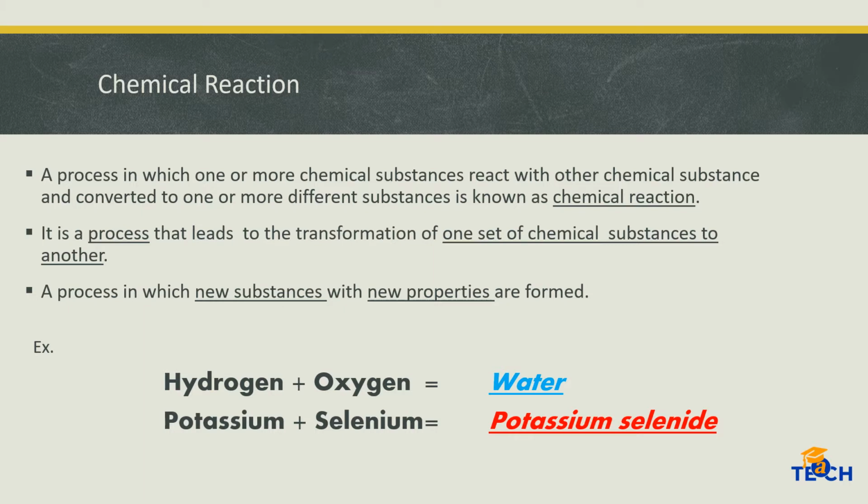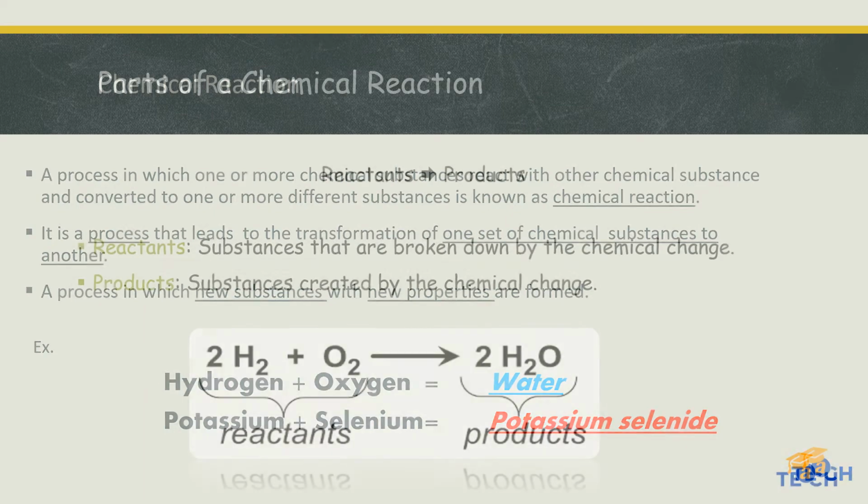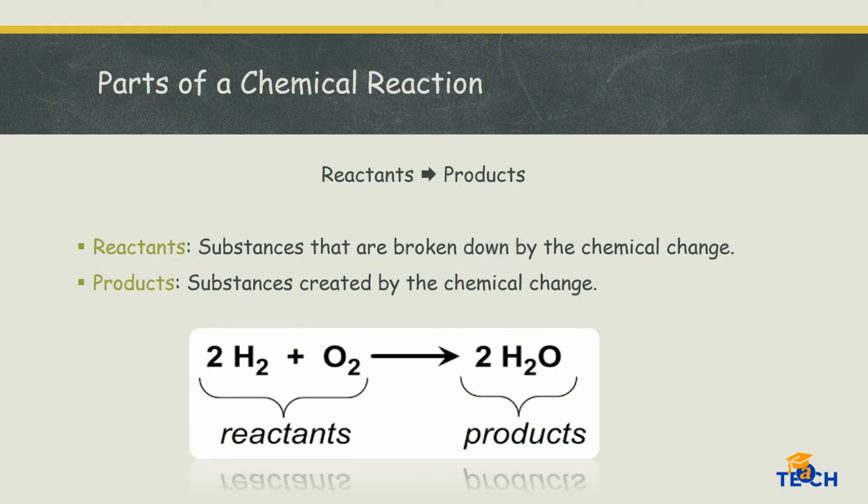Examples: hydrogen plus oxygen is equal to water. Potassium plus selenium is potassium selenide. There are two parts of a chemical reaction, which are reactants and products. Reactants are substances that are broken down by the chemical change. Products are substances created by the chemical change.